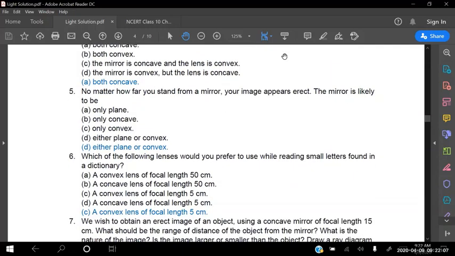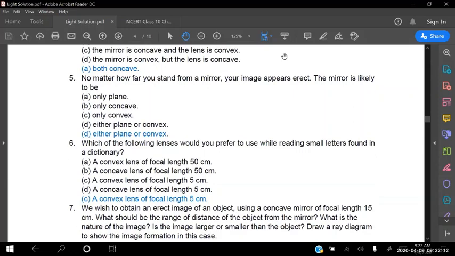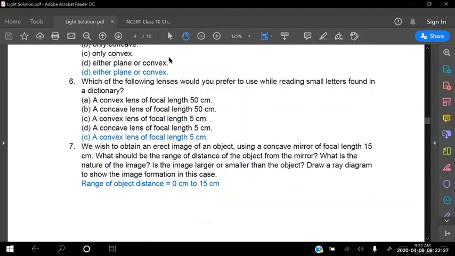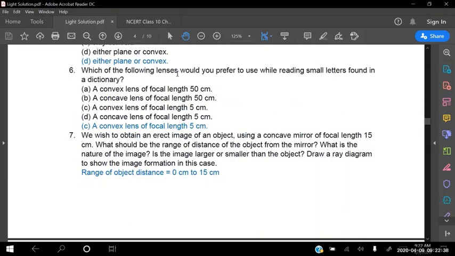No matter how far you stand for a mirror, your image appears erect. The mirror is likely to be either plane or convex, because he has not mentioned what is the size. Only he has said erect. If he would have mentioned the size, then for plane mirror, it will be same size. For convex, it will be diminished. Which of the following lenses you prefer to use while reading small letters found in a dictionary? Now, for dictionary, you are using a convex lens, because in convex lens, you know, we can have the case of optical center and F, and you are getting the bigger size.